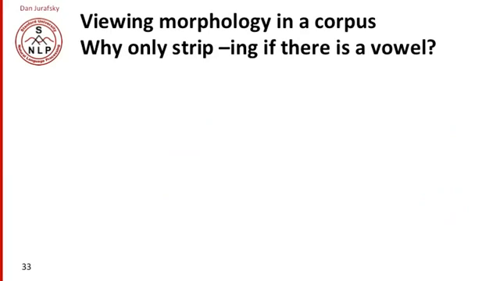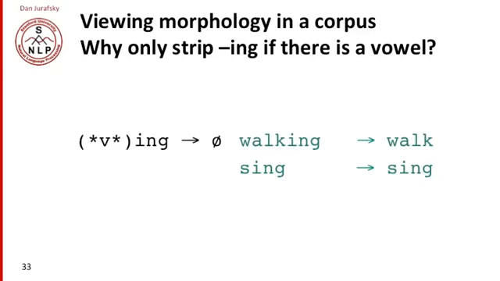Let's look again at this rule that strips ing and practice using the Unix tools that we saw in the last section to look at morphology in a corpus. So remember, why are we stripping the ings only if there's a vowel preceding the ing? Here was the rule. In a word like walking, we have a vowel before the ing, and so it's okay to remove the ing. In a word like sing, there are no letters at all before that s, there's no previous vowel, and so the rule doesn't apply.